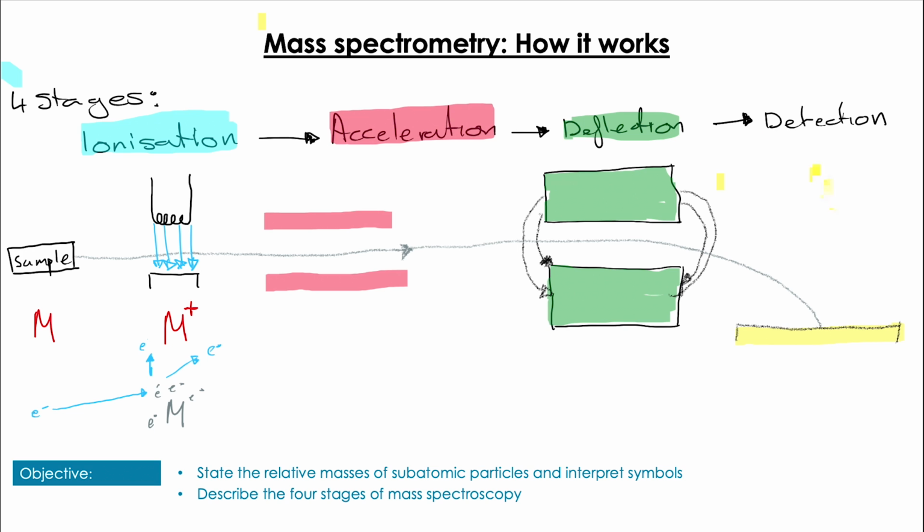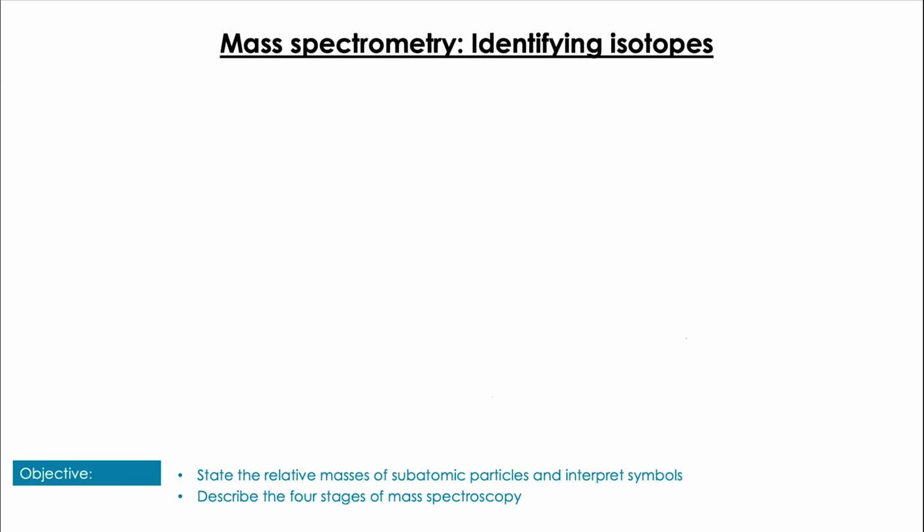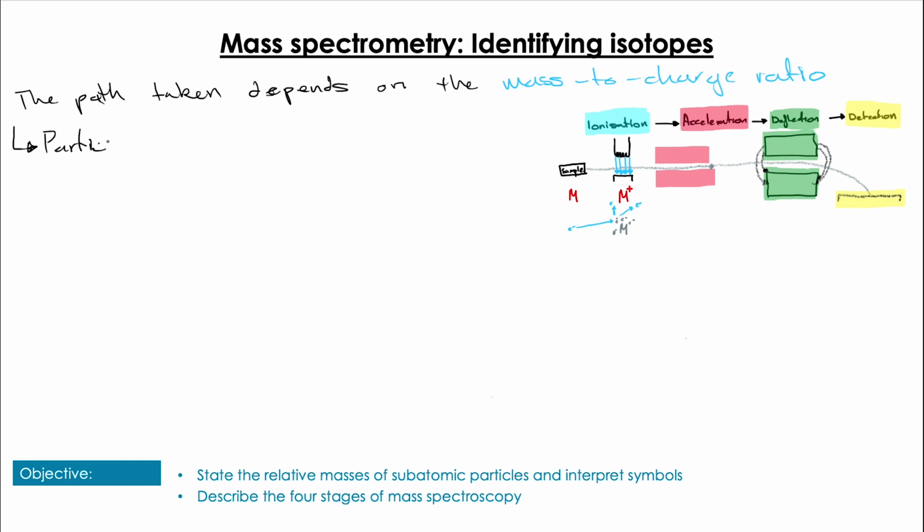So this is significant because if we always deflect with the same amount of energy, then we know that any change in the deflection itself is going to be due to the mass of the sample, or indeed the mass of the different components of the sample. This is significant because it's allowed us to identify different isotopes. The reason is the path taken depends on the mass of the sample. So more specifically, the mass to charge ratio.